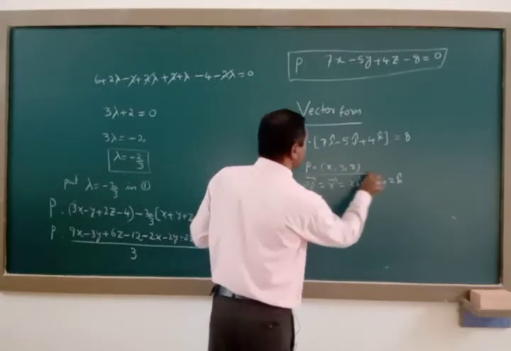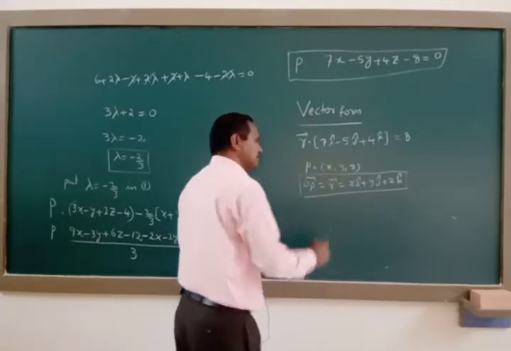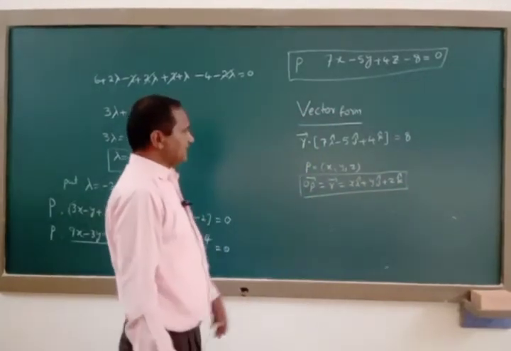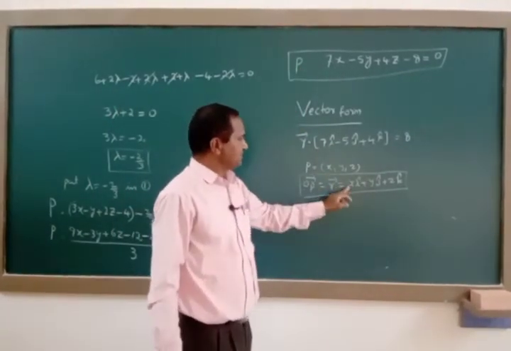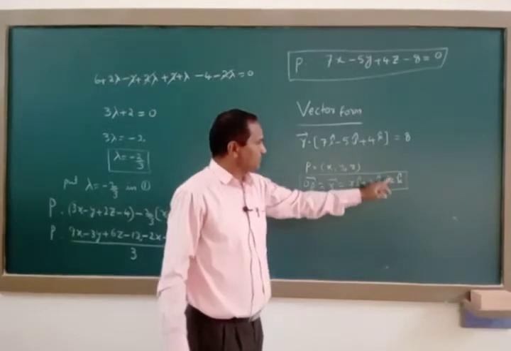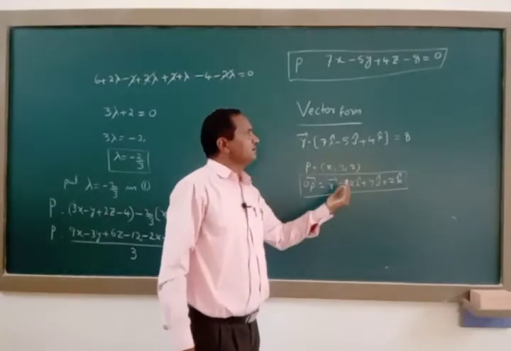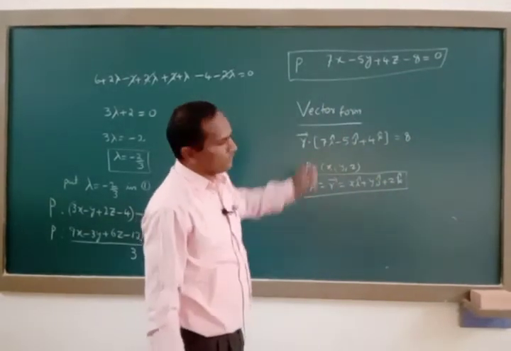If you substitute here instead of r vector as xi cap plus yj cap plus zk cap, again you will get this equation: 7x minus 5y plus 4z, sending 8 to this side, minus 8 is equal to 0. You will get this equation only.